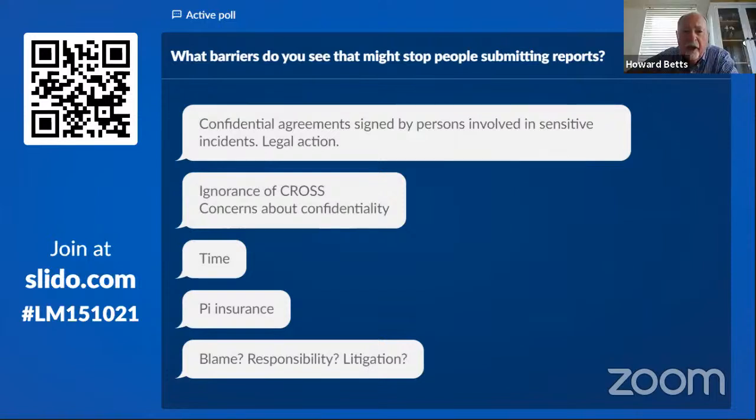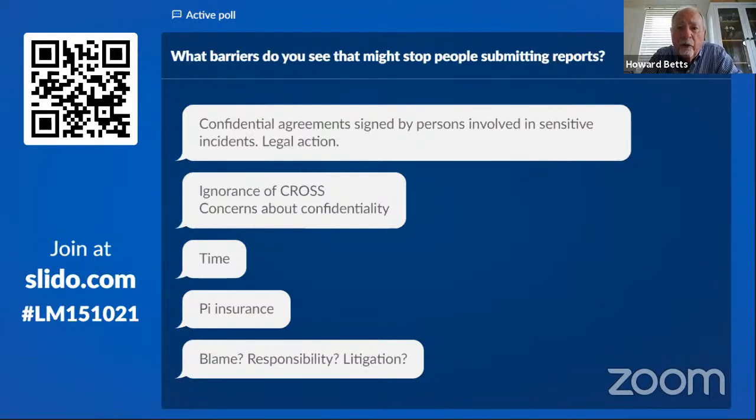So those are the answers. I put time in on mine. I did actually also put afraid of being a whistleblower. People may actually worry about doing that. So these are the barriers that people see. So Neil, what sort of comment would you like to make about these?